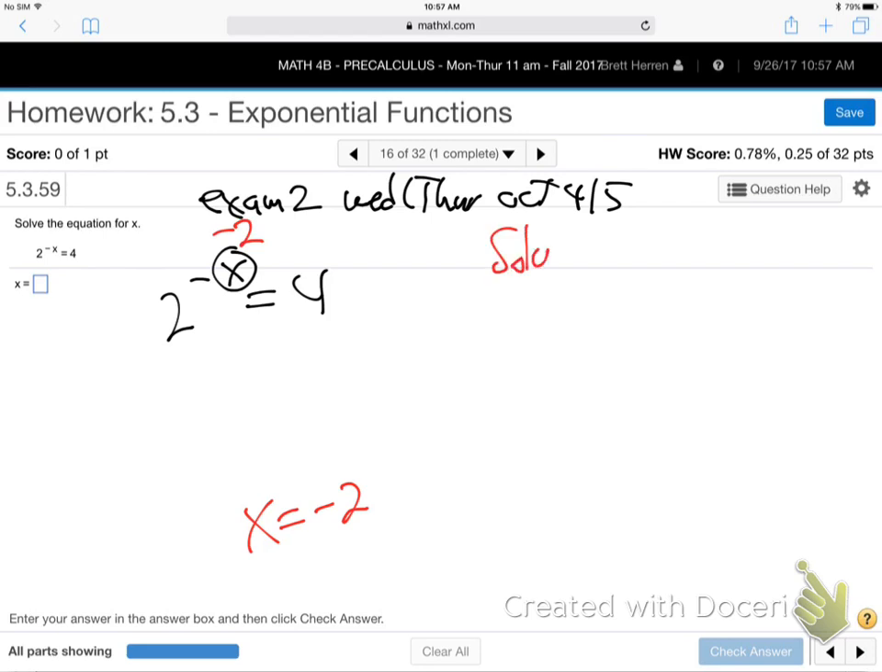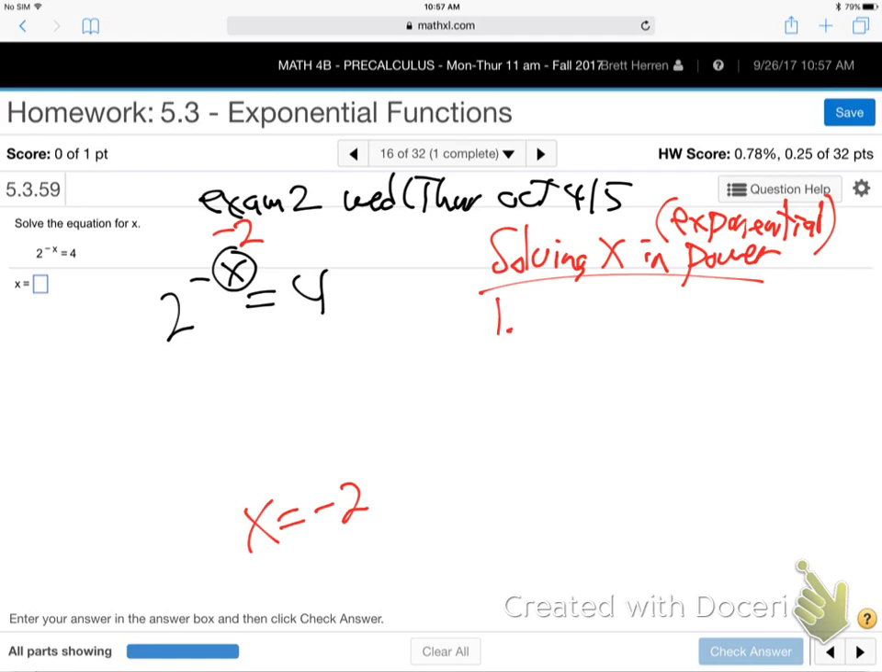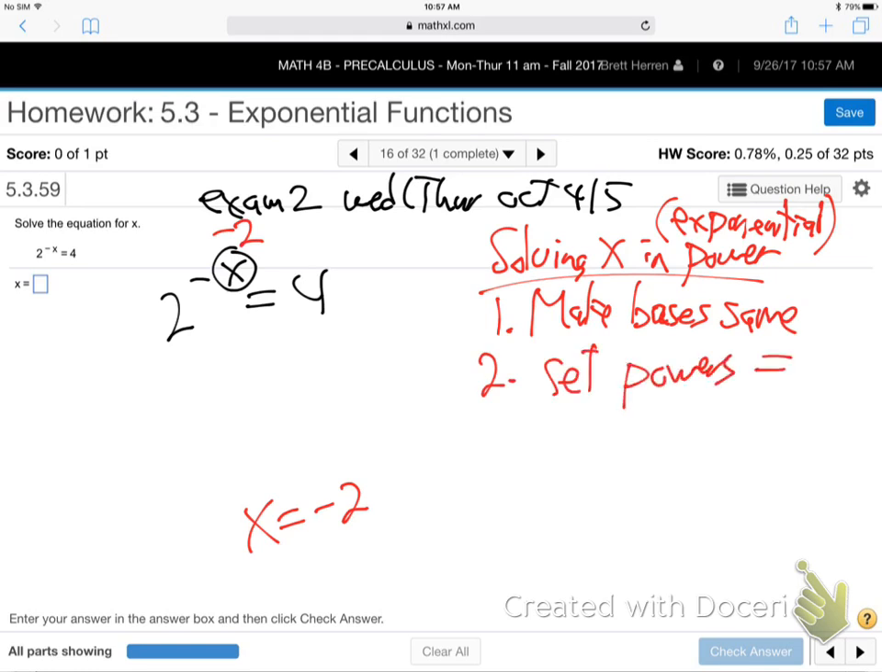So solving x in the power zone. x in the power zone is called exponential. That's what this whole section's about. Yeah, x in the power zone is an exponential function. How do you solve exponential functions? x is in the power zone. Step 1, you make the bases the same. Step 2, then you set the powers equal.